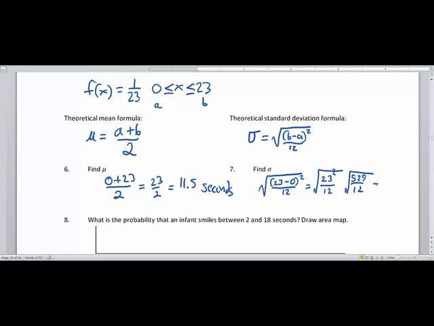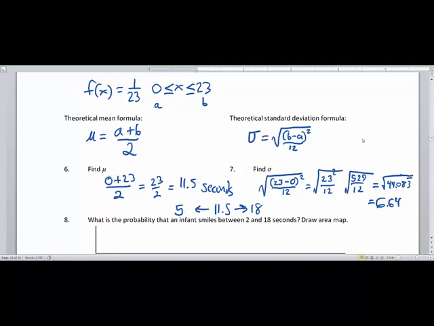So again, showing my steps here, this is the square root of 44.083 repeating, and after the square root, we get 6.64 seconds. So what this means is that you have a standard deviation that's give or take 6.5 seconds on average. Again, rounding that to 6.5 to convey this a little easier. So the average is 11.5 plus 6.5 would be 18 seconds, and minus 6.5 would be 5 seconds.